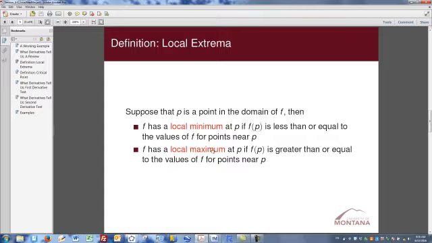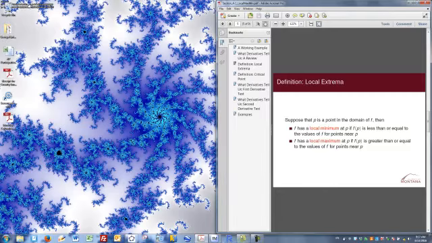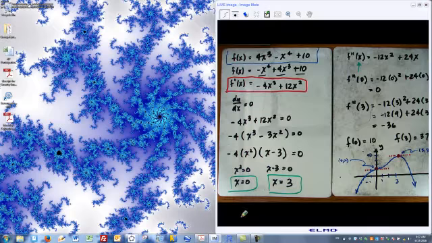And we say that f has a local maximum at P if f of P is greater than or equal to the values of f for points near P. So what does this mean in a pictorial sense?